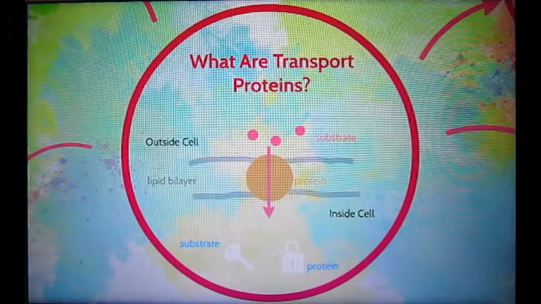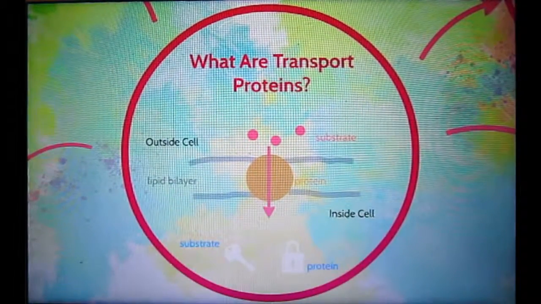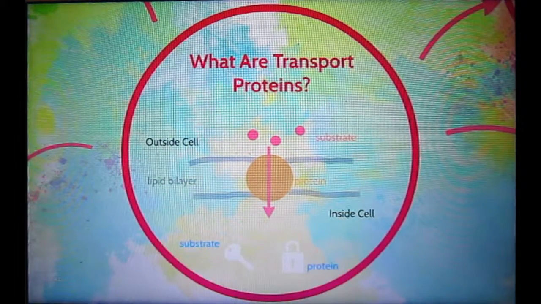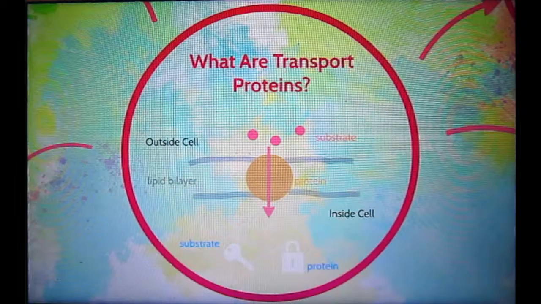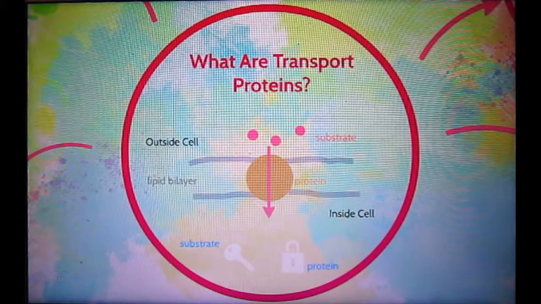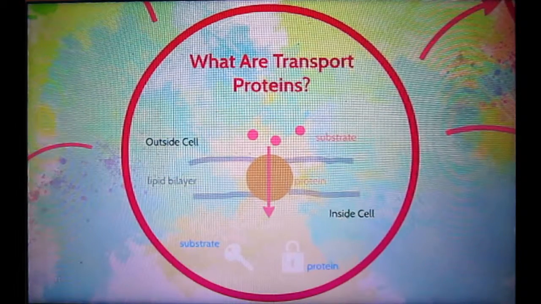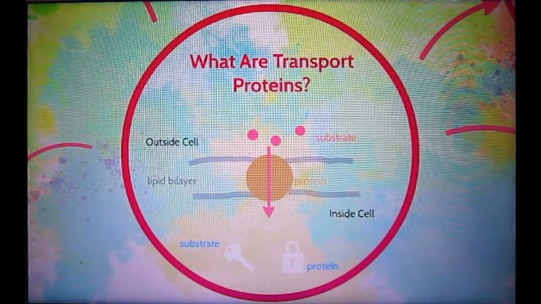So, what are transport proteins? A transport protein is a transmembrane protein that spans the width of the lipid bilayer. The lipid bilayer is represented by the two gray lines, and the protein is the orange circle in the middle. Basically, a transport protein does exactly what the name specifies. It transports something, and that something is usually a substrate.